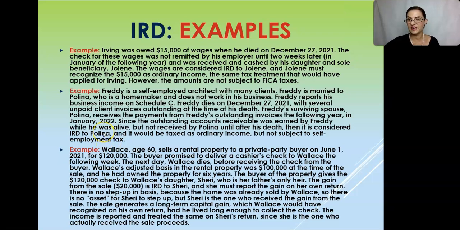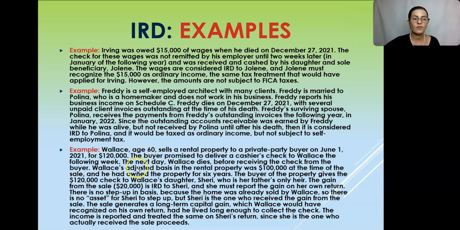But she received the income and he earned it while he was alive. So it's IRD to her. It's income in respect of a decedent to her. But she's not going to pay self-employment tax on it because she's not self-employed. She doesn't have a business. But the income is ordinary income to her, and it would be taxed at ordinary income tax rates to her, but no self-employment tax.